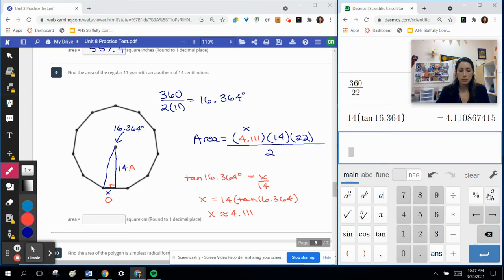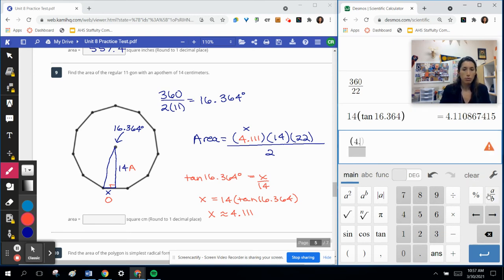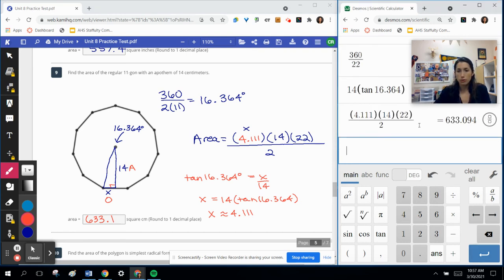So we've got the base being 4.111. We've got our height, 14, 22, all divided by 2. So rounding to 1 decimal place would give us 633.1 square centimeters.